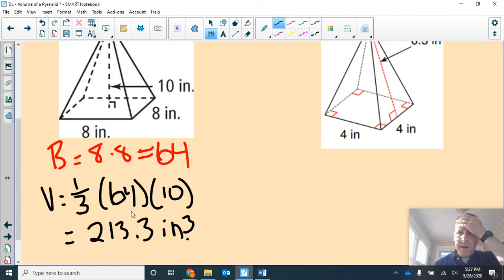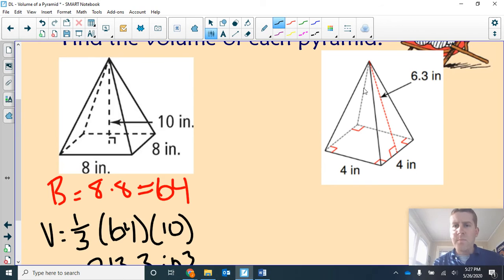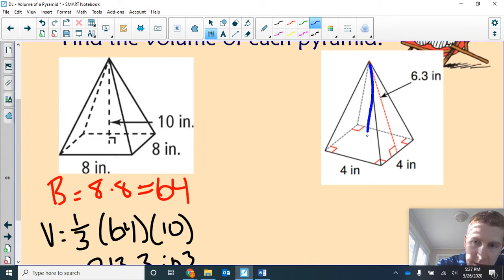Okay, now let's talk about the second one here. The tricky part here was that they gave us the slant height to start and not the actual height of the pyramid. So really what we had to do was figure out the height that goes from the vertex and drops straight down perpendicular to the base. Okay, so let's draw that in. It's a right triangle. That's it, folks. So I want to figure out what is the height of that pyramid.